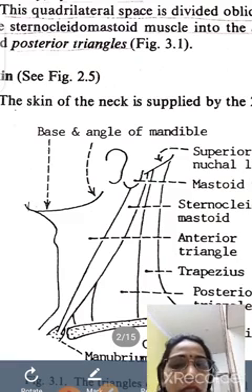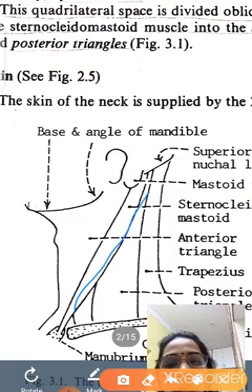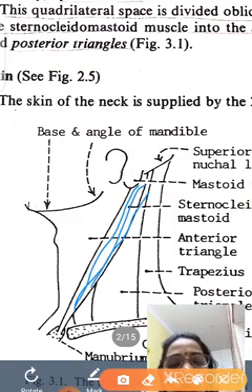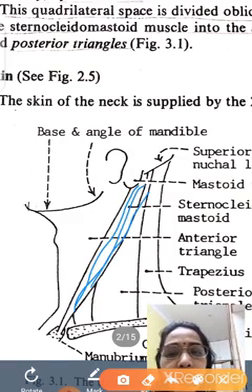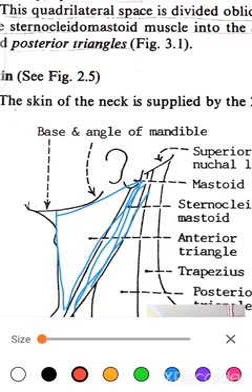The quadrilateral space is divided obliquely by the sternocleidomastoid muscle into the anterior and the posterior triangle. See, this is your sternocleidomastoid. So this sternocleidomastoid divides your quadrilateral space into this anterior triangle and this posterior triangle. This is the division of the quadrilateral space into two parts.